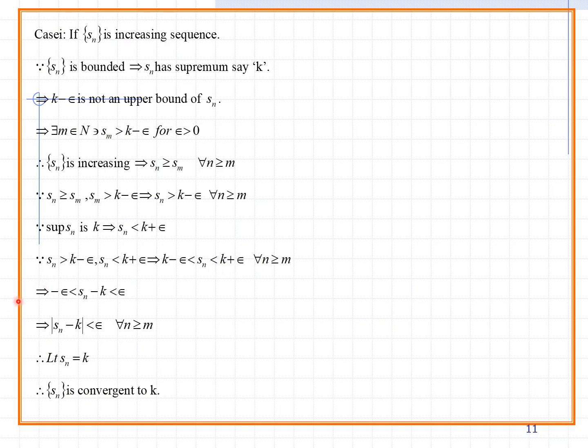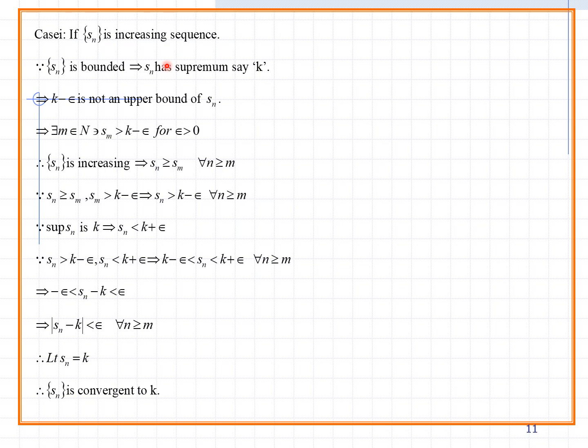So this implies minus epsilon less than Sn minus k less than epsilon. Here you can remove the k value. So automatically, modulus Sn minus k less than epsilon for all n greater than or equal to m. So the limit of Sn equals k. Therefore, Sn is convergent to k. But here you can observe that Sn is a bounded sequence.